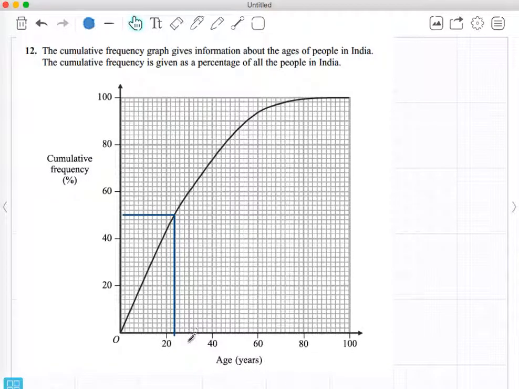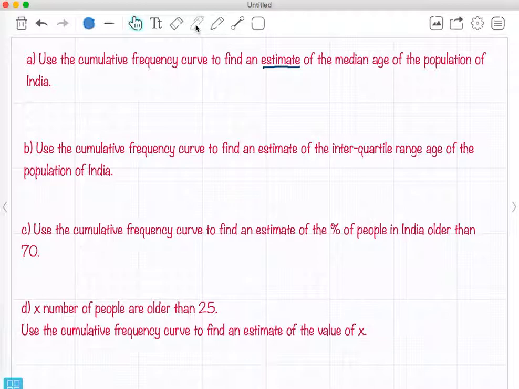This is 30, and this one here must be about 24. Now in exams, don't worry if we don't get the exact answer, so it's approximately 24. The exam scheme usually says maybe between 22 and 26 is acceptable.